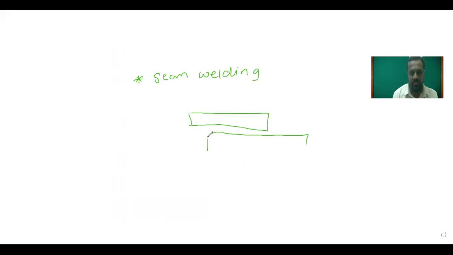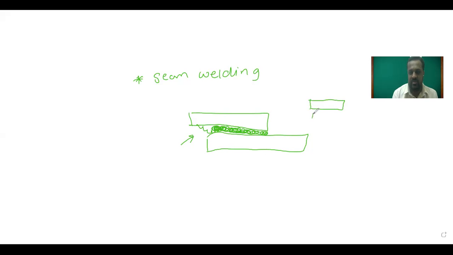Simple, see here. The next point is seam welding. Suppose we have a workpiece of two plates like this, and the two plates are overlapping each other, and we are making the welding continuously like this. We make continuous welding throughout. This is called seam welding. You have to understand.